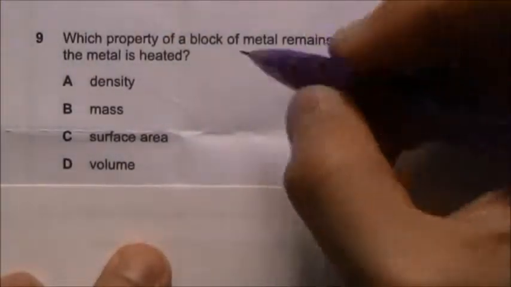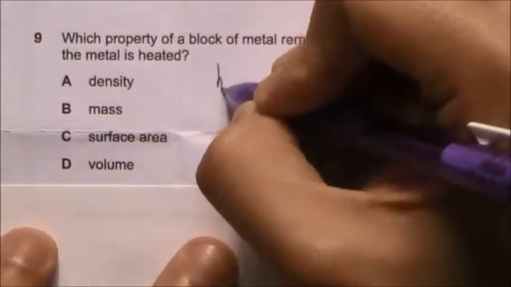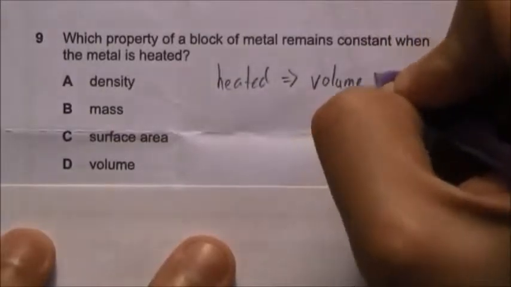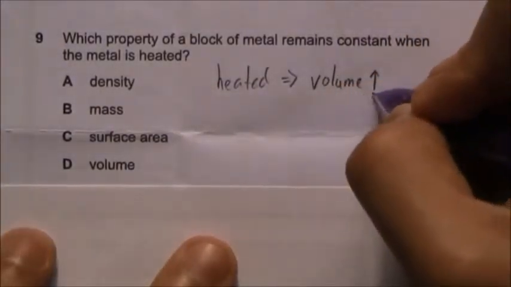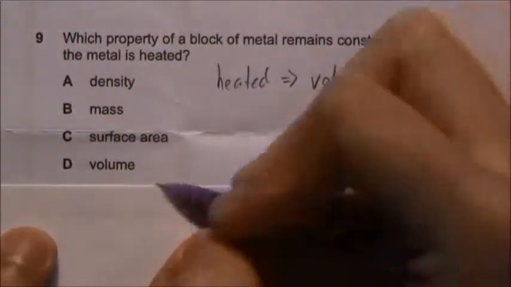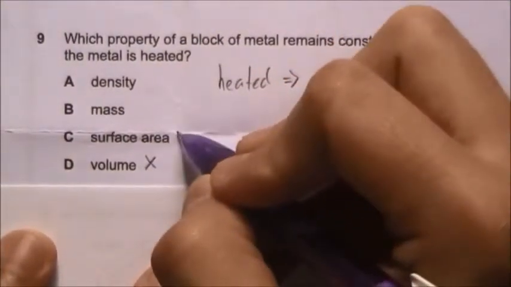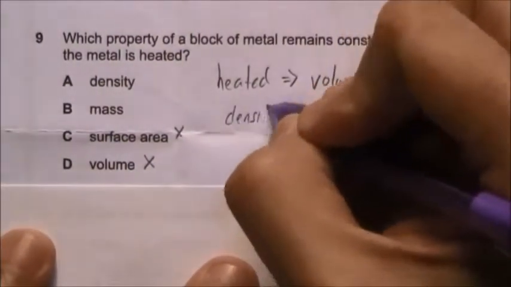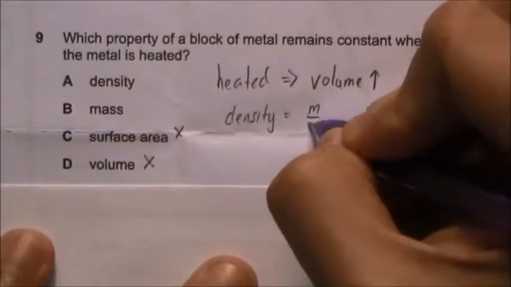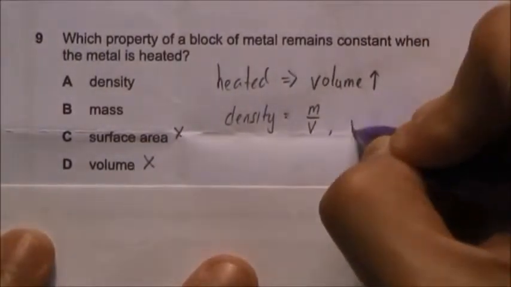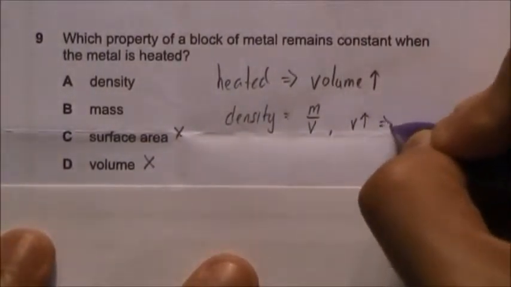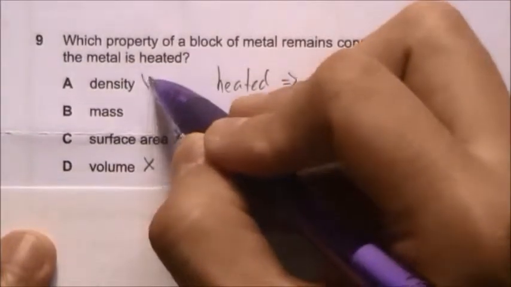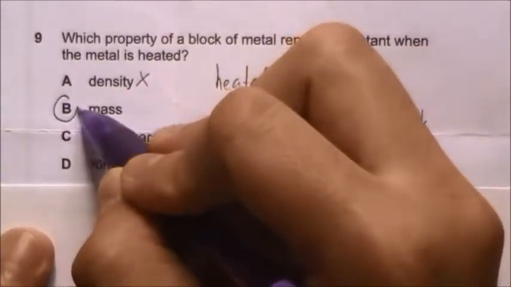Okay, for this question, when a metal is heated, it will cause the volume to increase, and if the volume increases, the surface area will also increase. So option D and option C will be wrong. And as we know that the density is equal to the mass over volume, if let's say the volume were to increase, it will lead to a decrease in the density. So option A is also wrong. So the answer must be option B, which is mass.